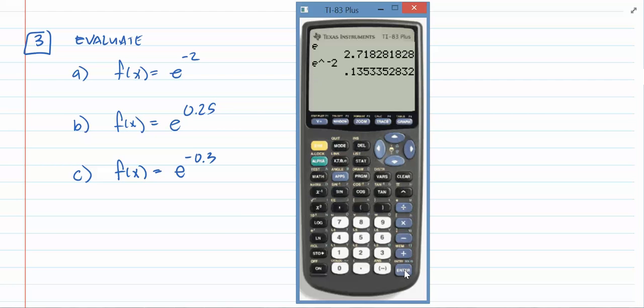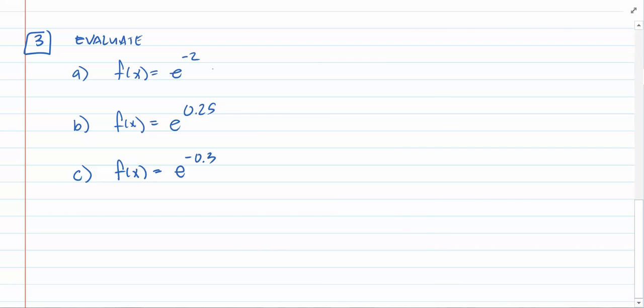So what do I get when I round to 2 decimal places for this one? 0.14, right? Now the other option is you can push second ln, and notice it automatically puts the caret there for you. Very cool. So then I can go negative 2 and get my answer with less keystrokes. So it'll be 0.14 no matter how you do it, right? So we'll write in here, we'll say this is about 0.14 when we round to 2 decimal places.